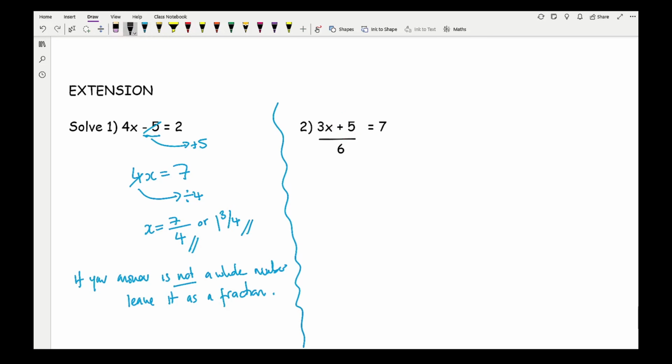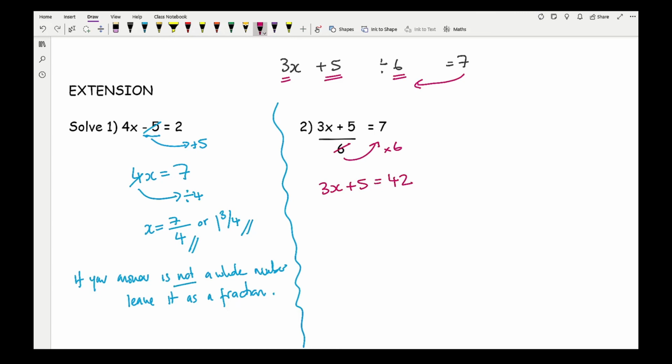Now, this is where understanding and being able to read this equation out is helpful: 3x plus 5, all divided by 6, equals 7. So when solving this, what we need to do is get rid of the numbers in this order. So I need to get rid of the 6 first, then the 5, then the 3. So from this, I'm going to get rid of the 6, and I do that by multiplying by 6. I do the opposite. So I've got 3x plus 5 equals 42.